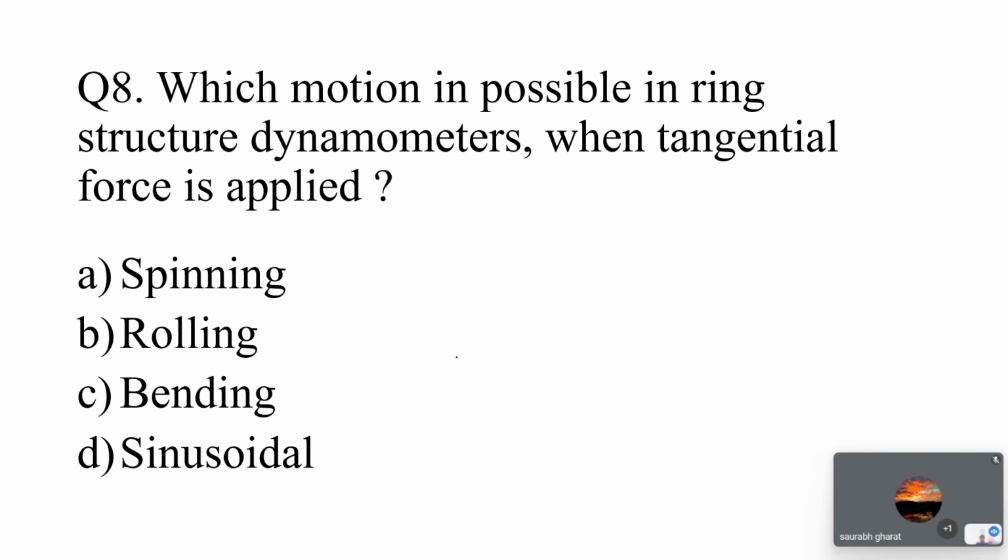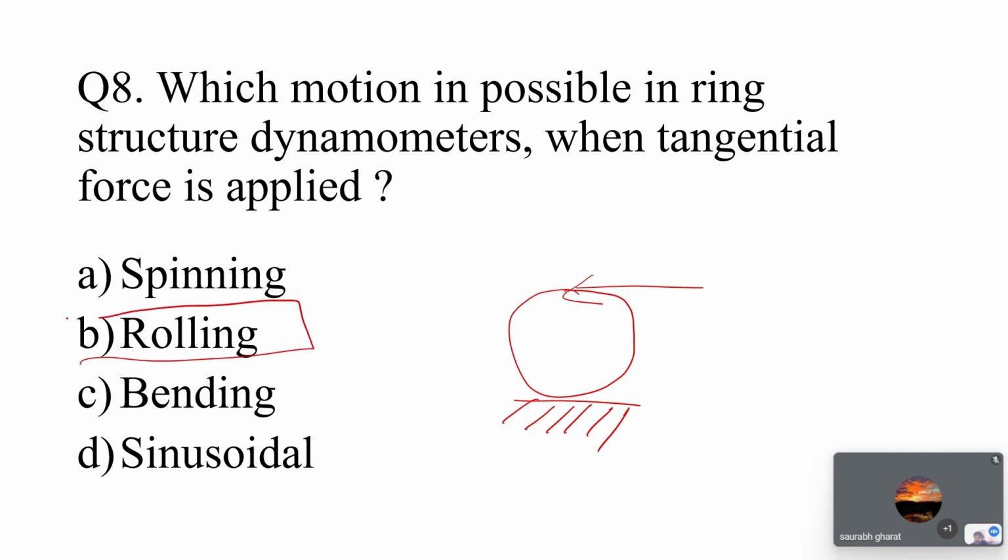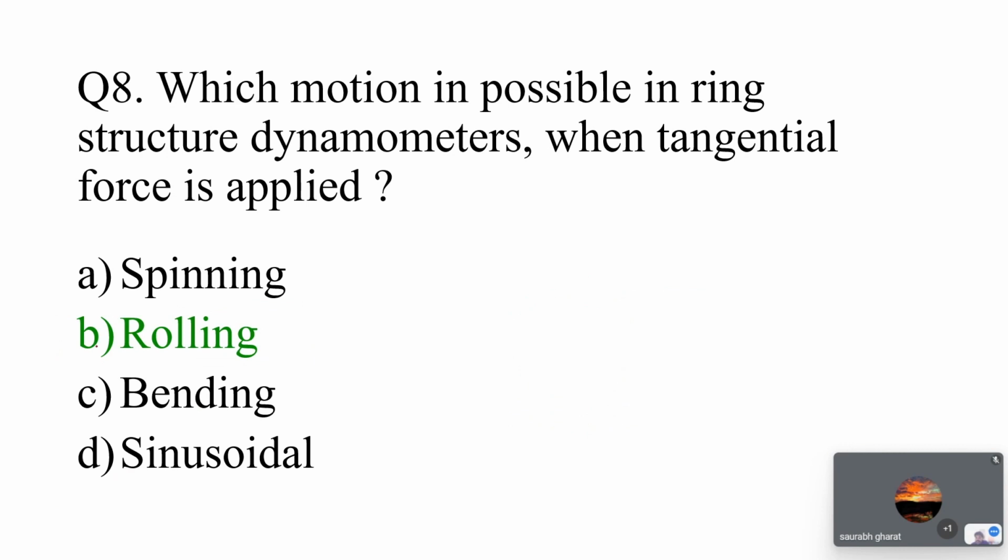Okay, next one. Which motion is possible in ring structure dynamometers when tangential force is applied? We have a ring structure dynamometer. So consider a circle, and the tangential force is applied to it. And this is your base. So what will happen over here now? There is a chance of rolling. Simple. So the correct answer will be rolling.